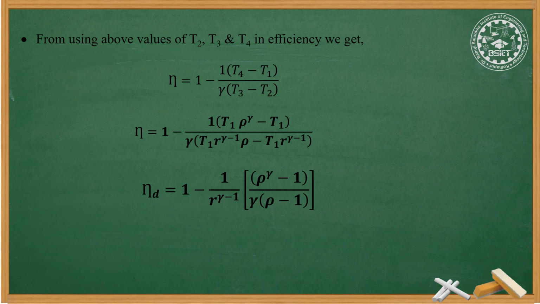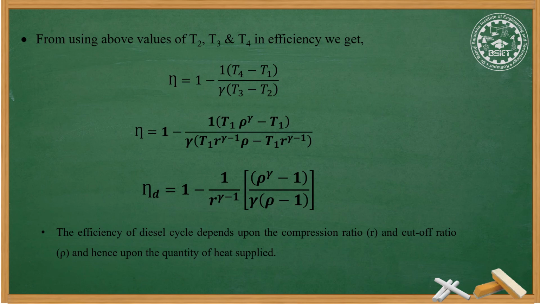In actual practice, the engine operates in an open cycle and heat is supplied by burning the injected fuel near the end of the compression stroke. The efficiency of the diesel cycle mainly depends upon the compression ratio, that is r, given by V1 upon V2, and the cutoff ratio, that is rho, given by V3 upon V2, and it also depends upon the quantity of heat supplied.